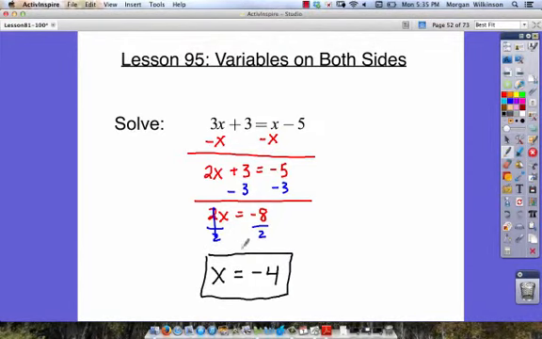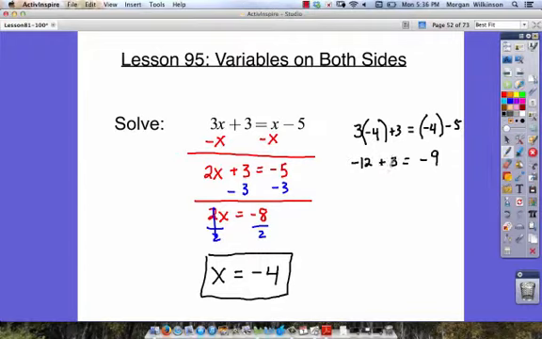Now we could go ahead and check our work to make sure that we're correct. In order to check our work, we're going to say 3 times our x value of negative 4 plus 3 should be equal to our x value of negative 4 minus 5. So 3 times negative 4, that's negative 12. Negative 12 plus 3, well, is that going to be equal to negative 4 minus 5? Negative 4 minus 5 is negative 9.